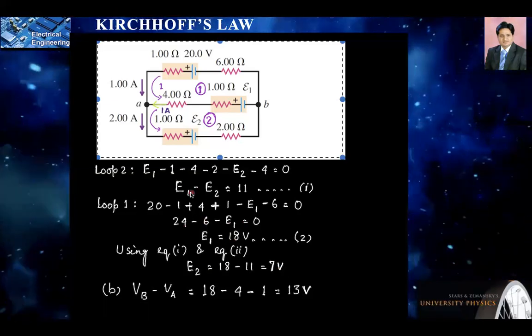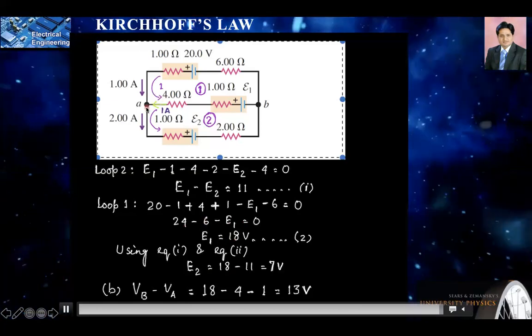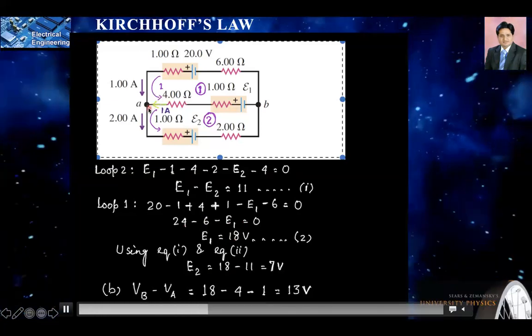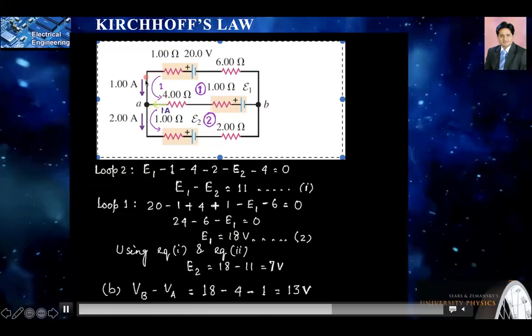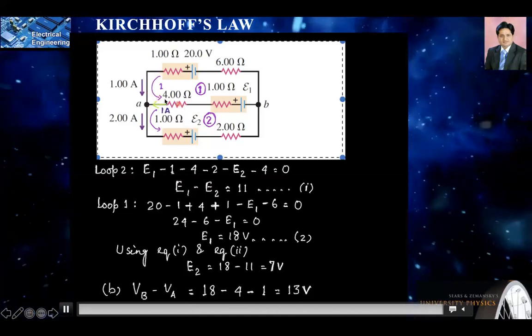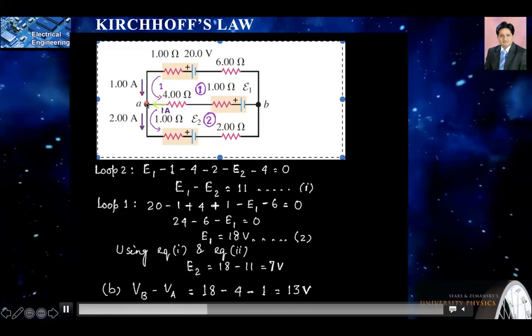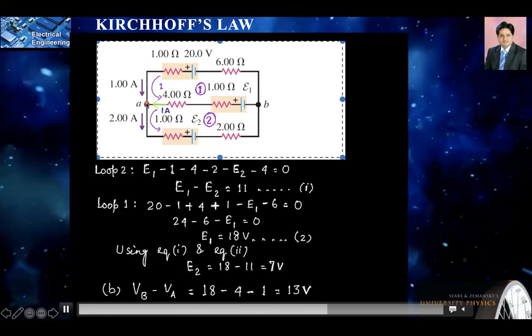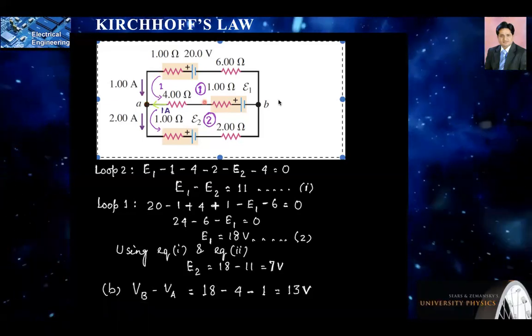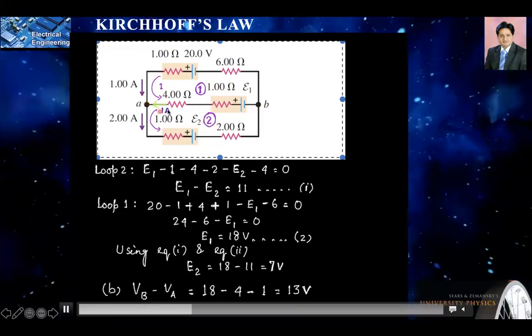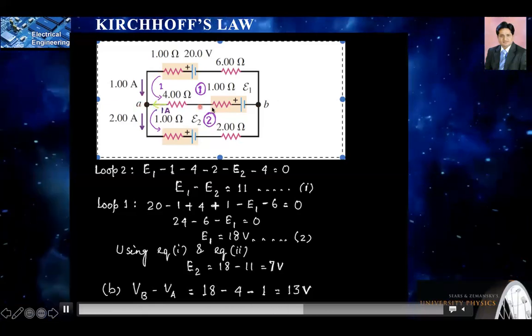Now, there was another part of the question which stated to calculate the potential difference between A and B. Now, if you look here, the current is flowing in this direction. If the current is flowing in this direction, the potential at A is greater than the potential at B. So let's try to find out what is the potential difference between A and B.